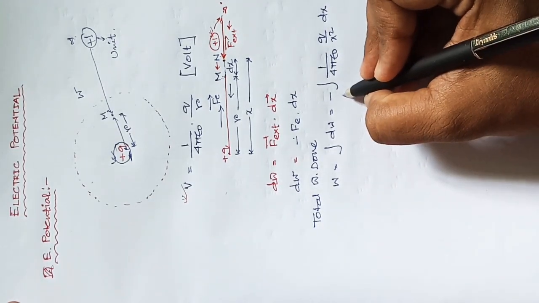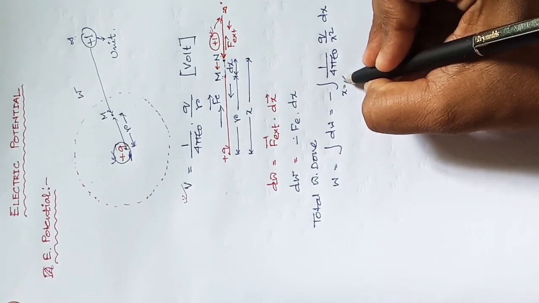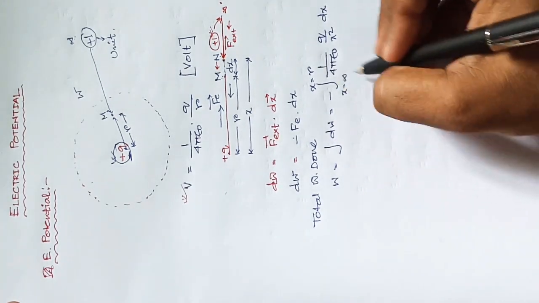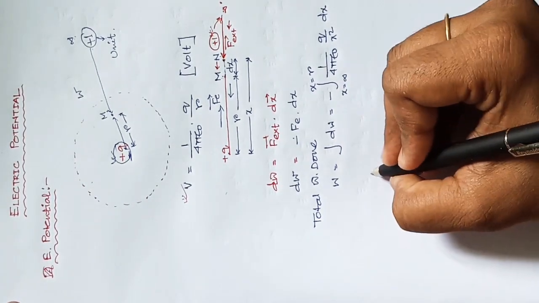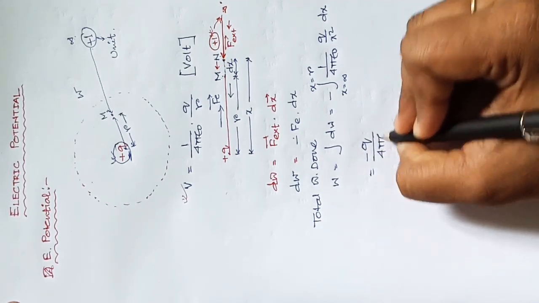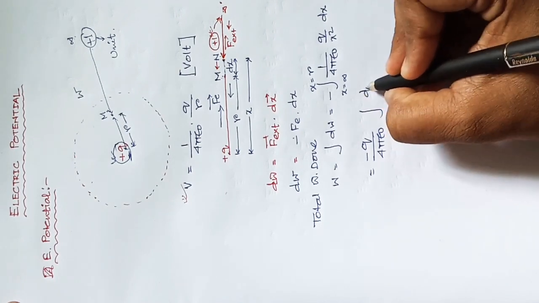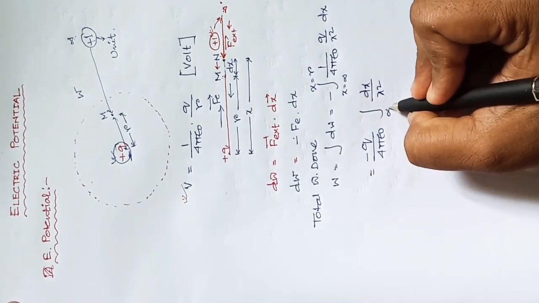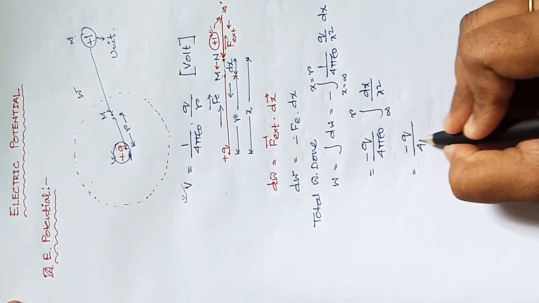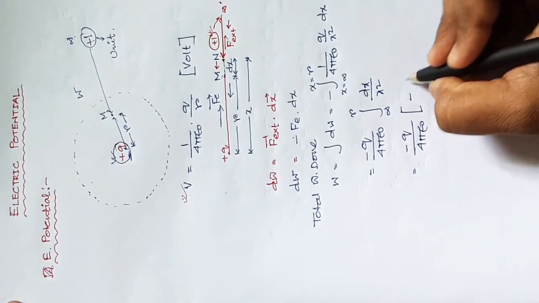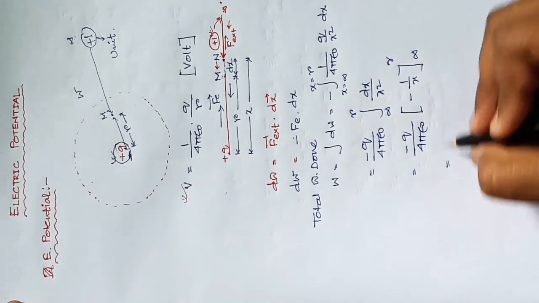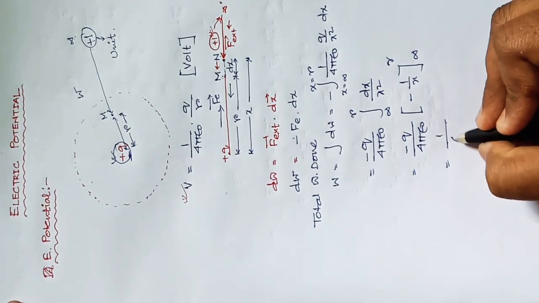So we are bringing that charge from x equals infinity to x equals small r. This limit you should remember properly. So minus q by 4 pi epsilon 0 integration dx by x square, infinity to r. So minus q by 4 pi epsilon 0 minus 1 by x, integration r to infinity. So obviously it will have the expression 1 by 4 pi epsilon 0.